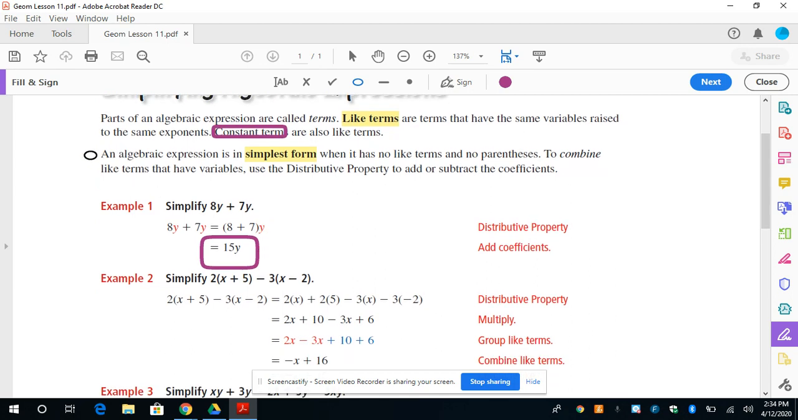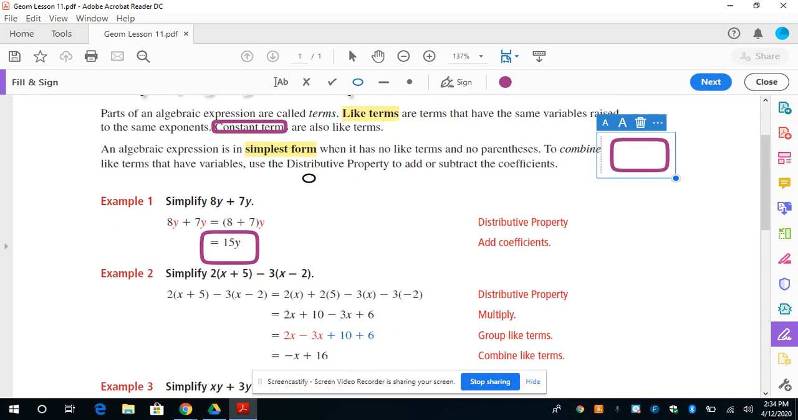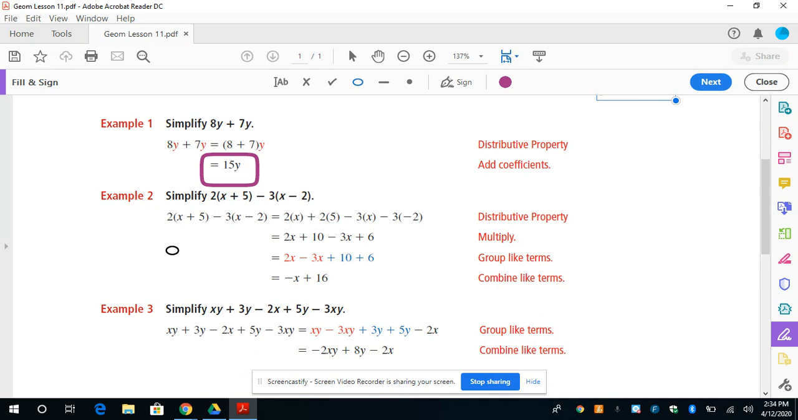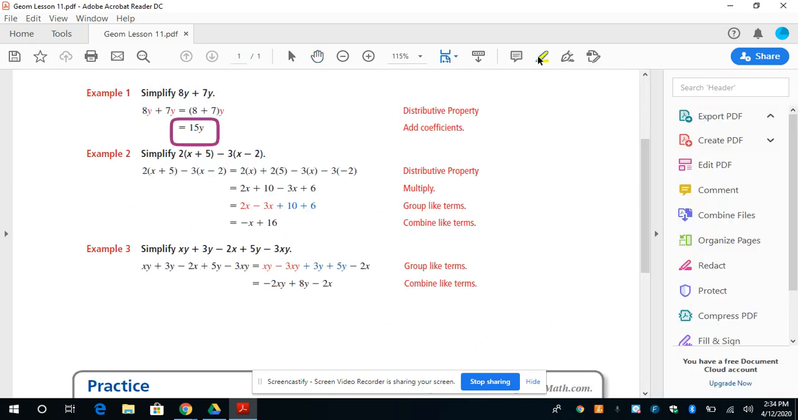Okay? An algebraic expression is in simplest form when it has no like terms and no parentheses. That's what it says up here. To combine like terms that have variables, use the distributive property, add or subtract the coefficients. So again, they're saying use distributive property, add or subtract the coefficients, or you can just say it to yourself. Sorry, there's a lot of these boxes. All right, so here, let's see if I can get my highlighter.